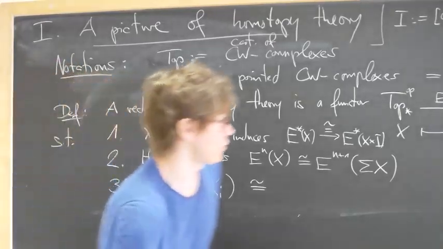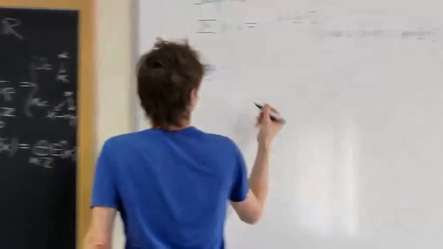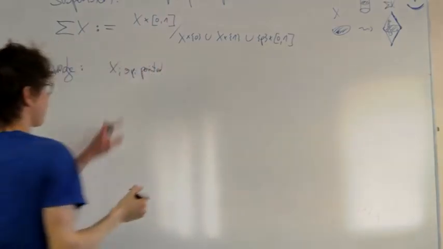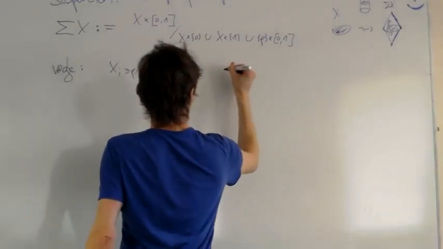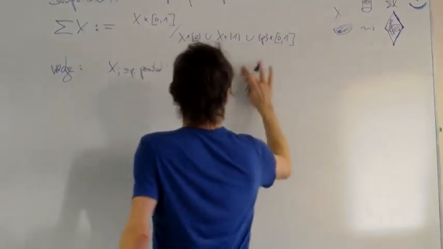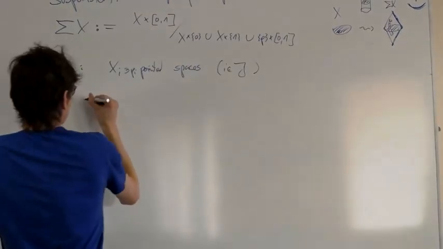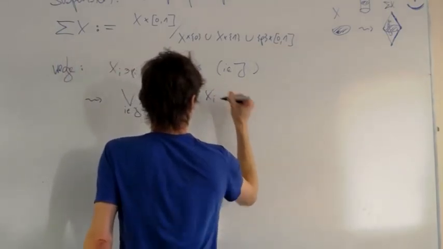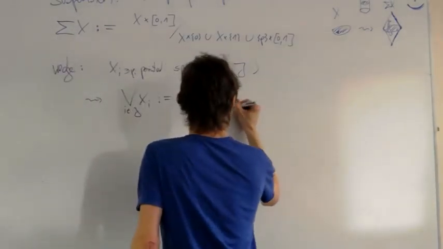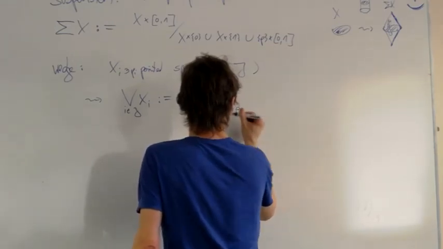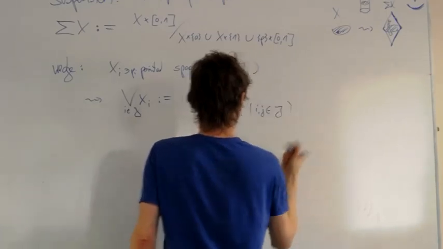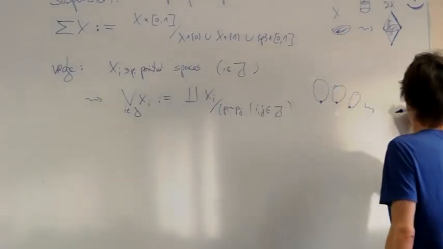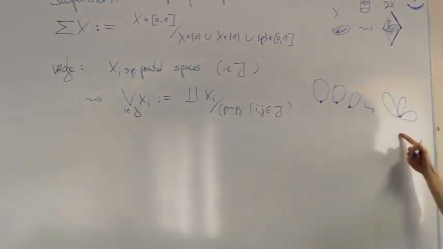So what's the wedge? I guess I should say that too then. So if I have pointed spaces X_j with base points p_j, a whole collection indexed by some j, then I can form the wedge product. It's just the disjoint union of these X_j's, and identify all these base points here. So now if I have a bunch of circles here, and they become just a bunch of circles glued at the same point, that's the wedge.